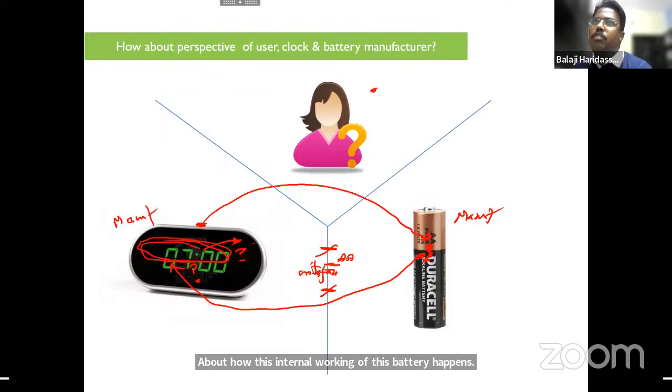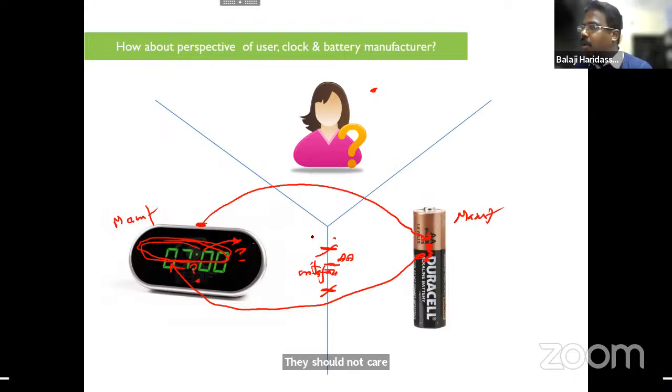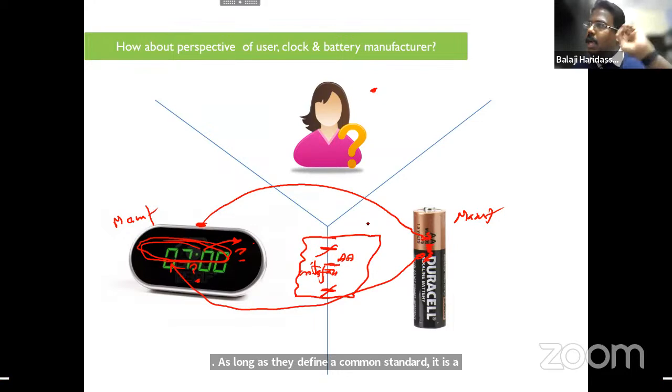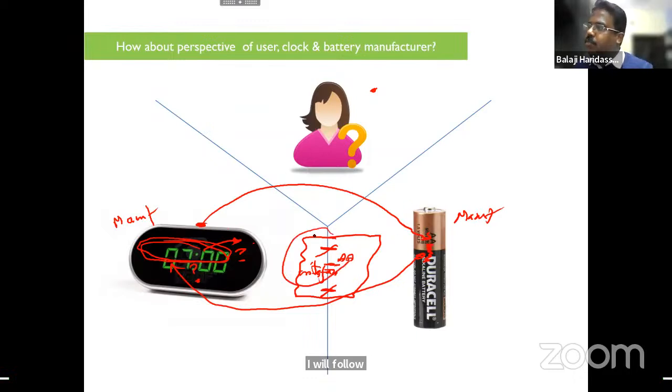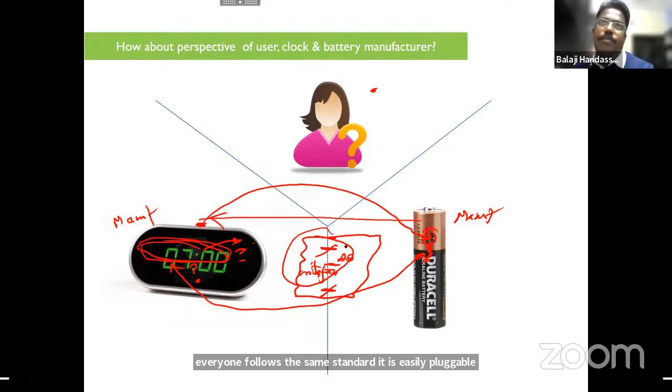For them, they just need to focus on their own part. As long as they define a common standard, commonly communicated globally, I will follow the AA standard, which means globally everyone understands this should be AA. As long as everyone follows the same standard, it is easily pluggable. If this manufacturer did not follow AA properly, then this battery may not fit here. So this fellow is at a loss.